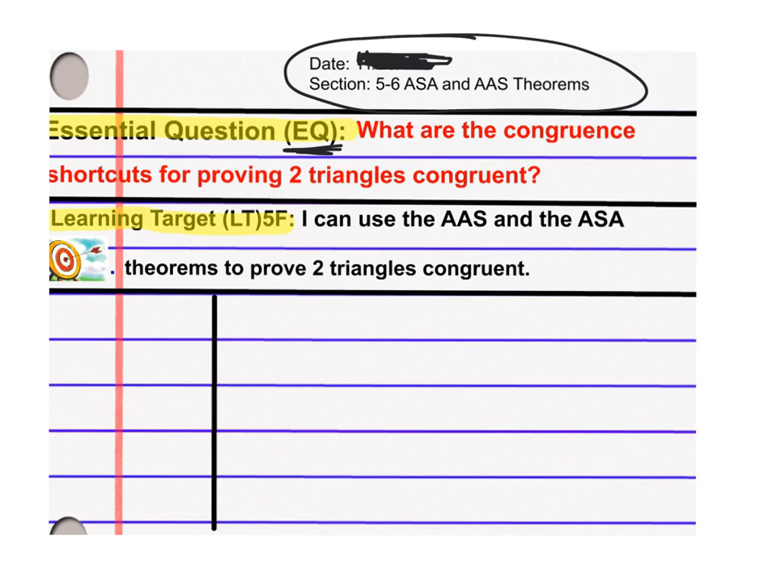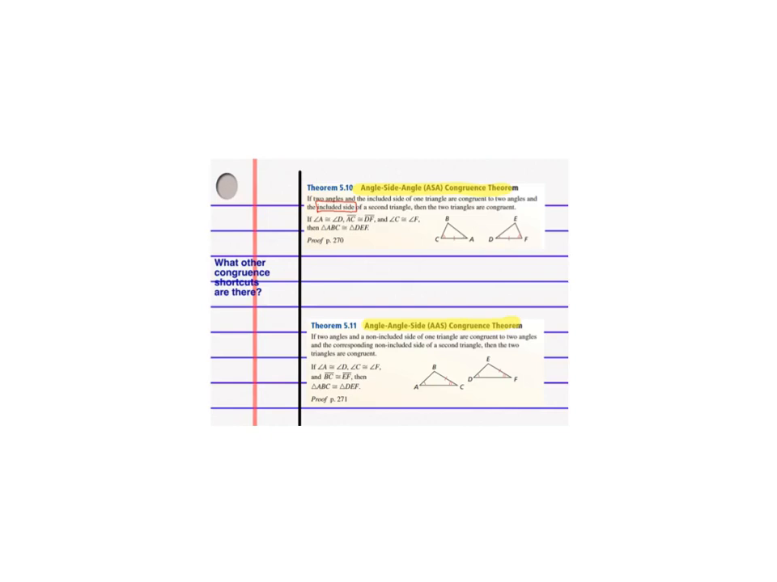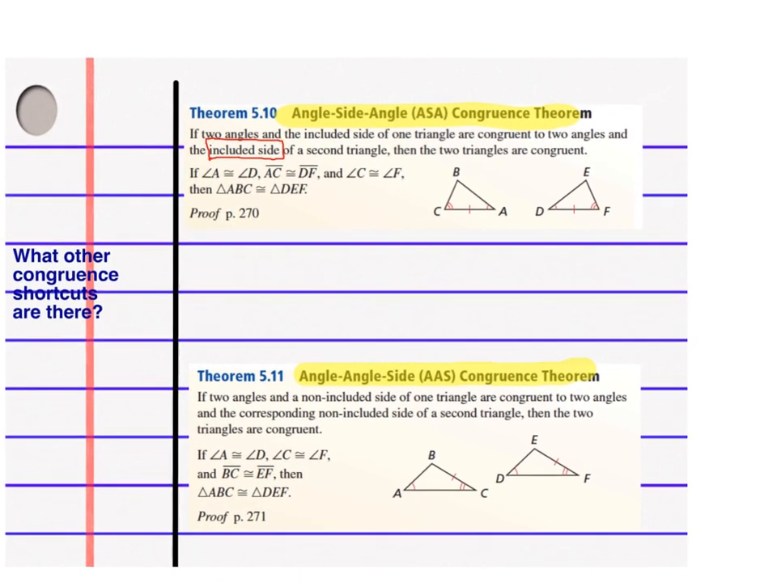So we've already talked about side, side, side, and side, angle, side. So we're going to do the last of them today. What are the congruence shortcuts for proving two triangles congruent? Our learning target 5F: I can use the AAS, angle, angle, side, and the ASA, angle, side, angle theorems to prove two triangles are congruent. So pause the video if you need any more time for this slide. I'm going to move on to the vocab.